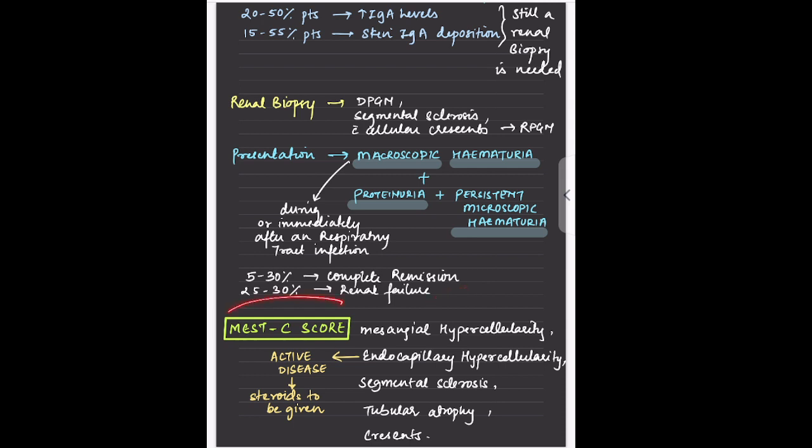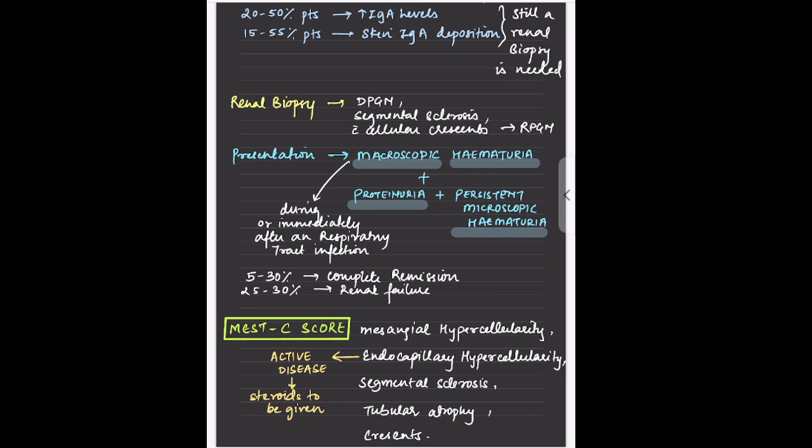So we have a certain score, the MEST-C score. It is mesangial hypercellularity, endocapillary hypercellularity, segmental sclerosis, tubular atrophy, and crescents. Crescents mean it has an RPGN presentation, so it is one of the causes of RPGN. And if endocapillary hypercellularity is seen, that means this is an active disease.